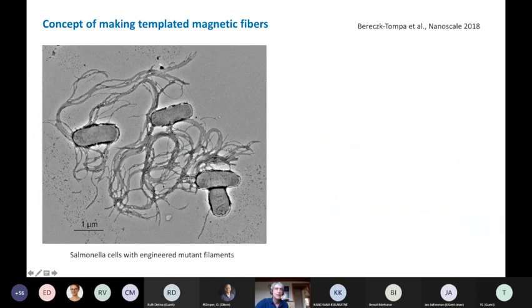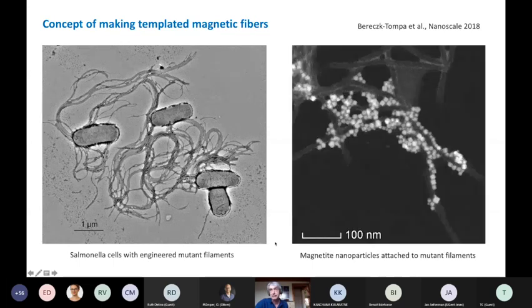Well, it's a lot of work, and we were happy to have beautiful mutant filaments. These are all the mutants, because sometimes if you modify something biologically, maybe the bacterium would not grow a flagellum at all, but these worked. And then indeed magnetite particles attach to these filaments. So this is nice. However, you see that the coverage is not perfect.